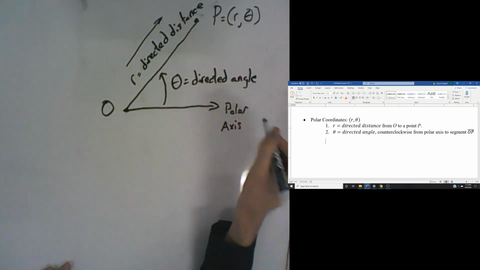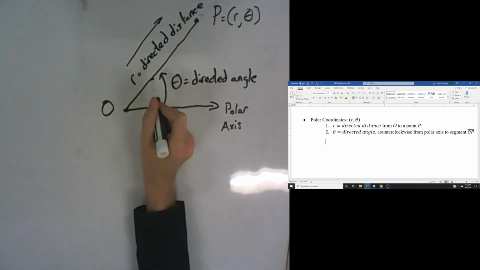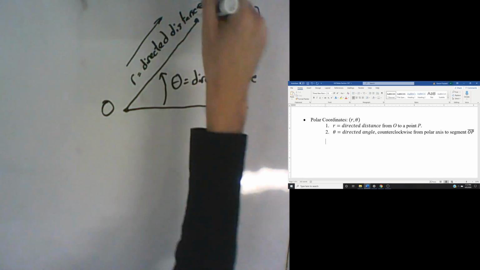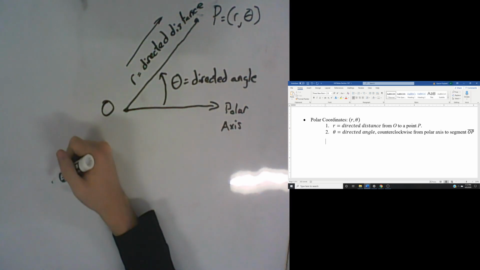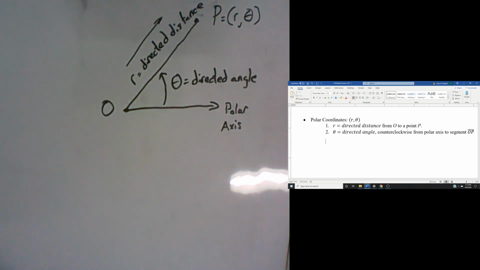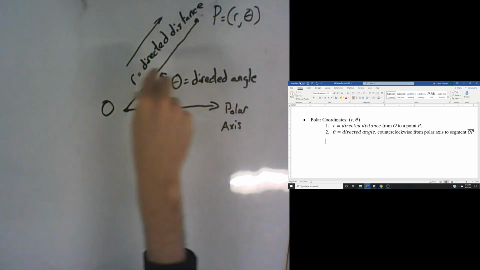Okay, so we have our polar axis. We rotate theta amount and r distance away from our pole to get this point. Now, we are going to have a lovely graph to help us out so that this won't be as hard. But we are going to be dealing with polar graphs. So again, r is our directed distance, theta is our directed angle.